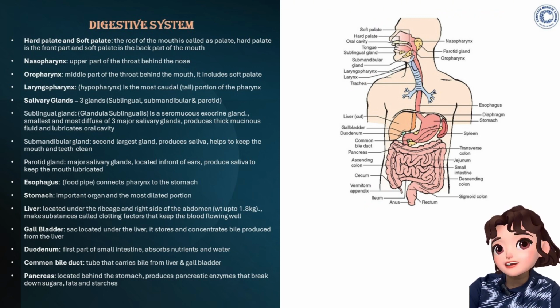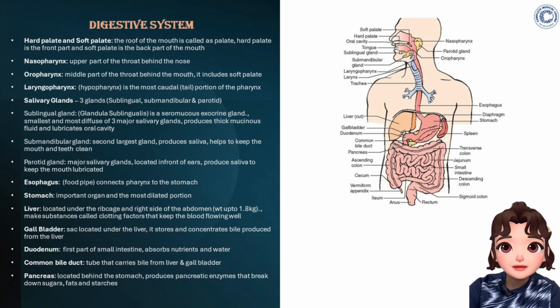Then comes the pharynx: nasopharynx, oropharynx and laryngopharynx. The nasopharynx is the upper part of the throat behind the nose. The oropharynx is the middle part of the throat behind the mouth and it includes the soft palate. The laryngopharynx, also called the hypopharynx, is the most caudal portion of the pharynx. Caudal means tail portion, the end portion of the pharynx.